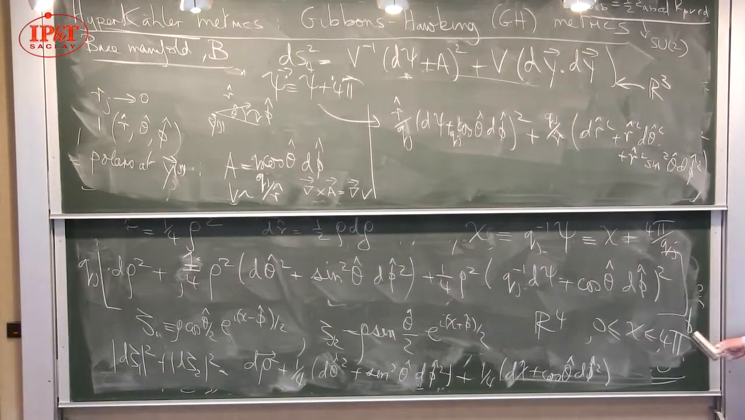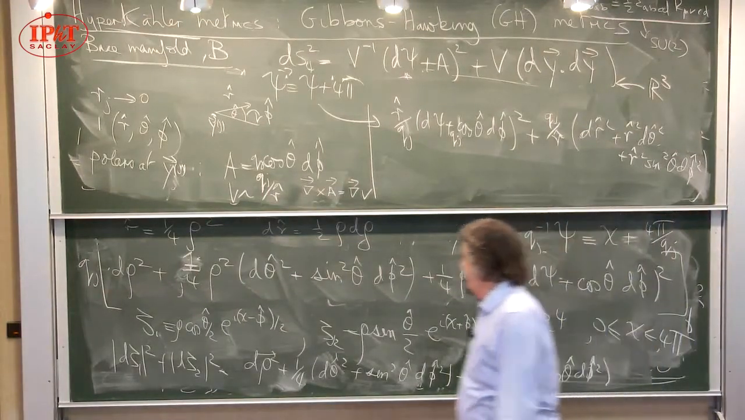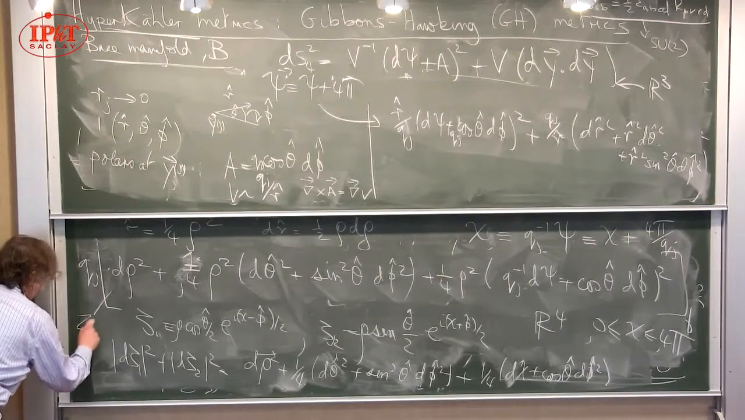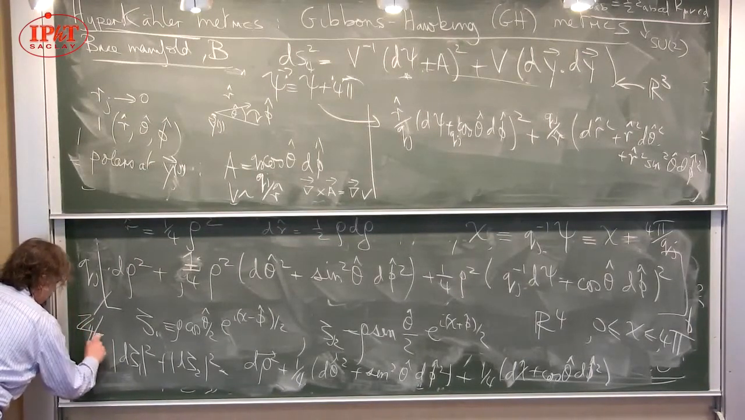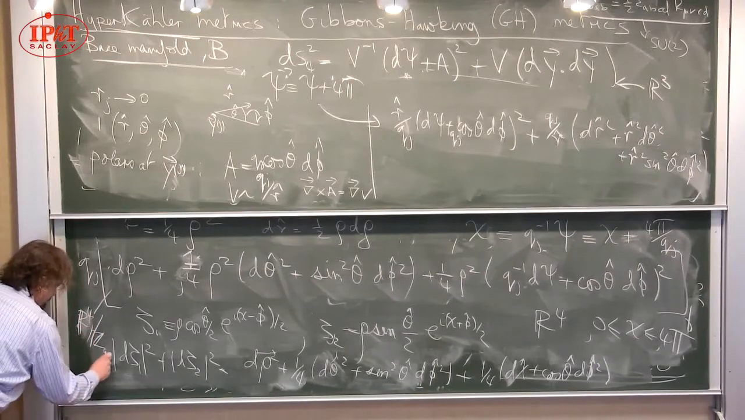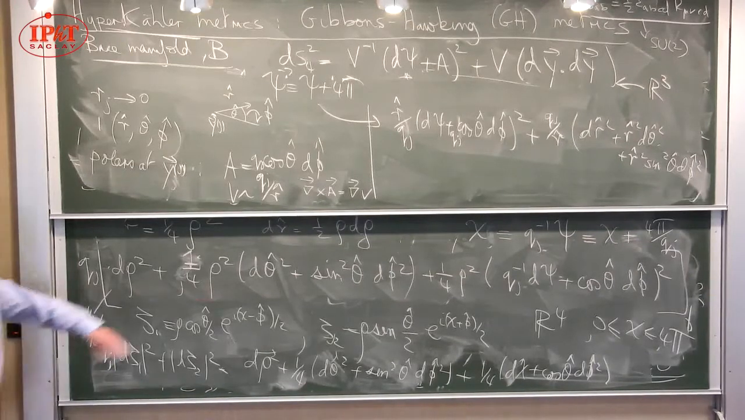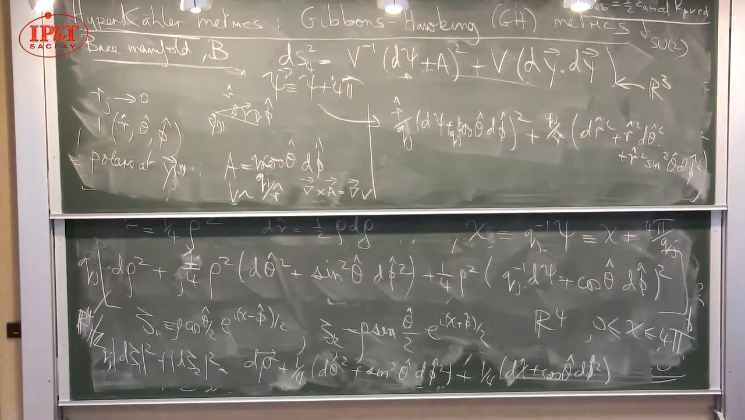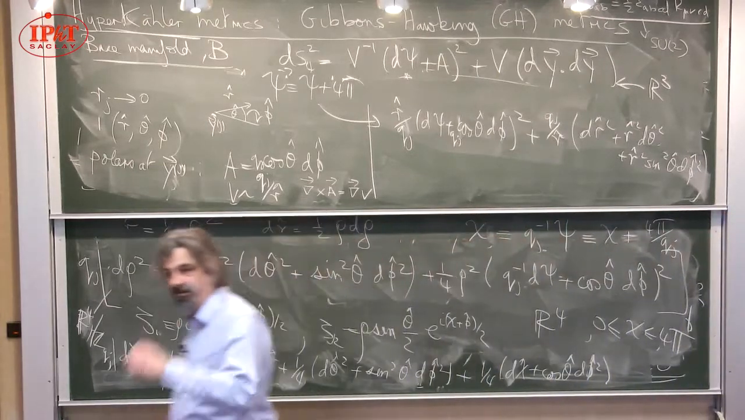So R4 is the full range of chi from 0 to 4 pi, but what you've got is chi identified with 4 pi mod qj. So therefore, this metric is not exactly R4. This metric is R4 modded out by Zqj. Modded out in the sense that this fiber, this angular coordinate, is taken to have a period which is not the natural one for R4, but one that's divided by Zq.